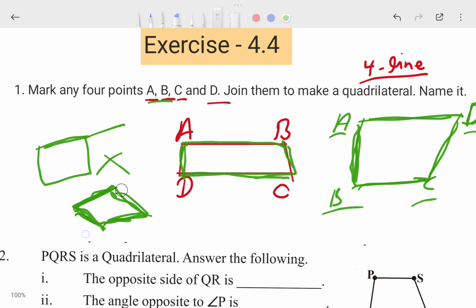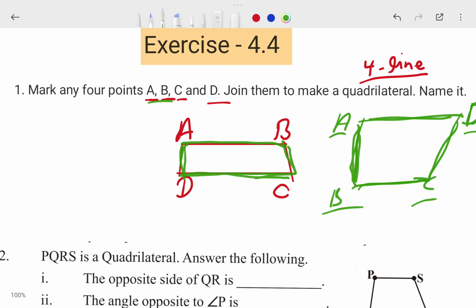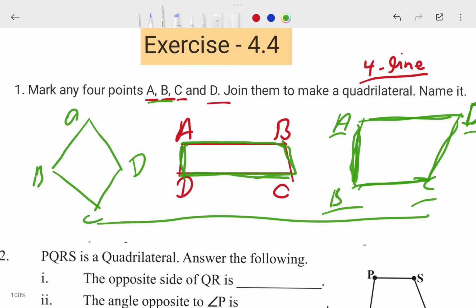So you can make a quadrilateral like that also. Now, a quadrilateral you can make like that also. This is 1, this is 1, like this and like this. You can make a quadrilateral like that also. You can write A, B, C and D. You can write like this. So in this figure you can choose any one of these.